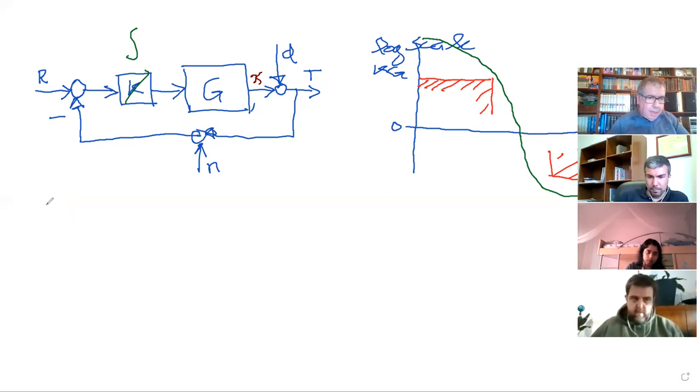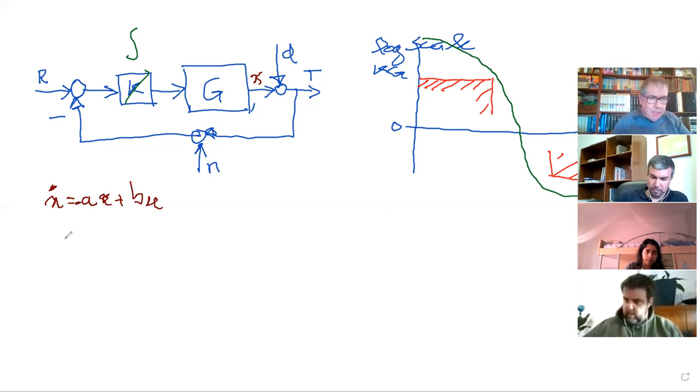And I say my system G is actually x dot equals to, let's say, A x plus B U. And I put a minus here, minus A x plus B U. Okay?